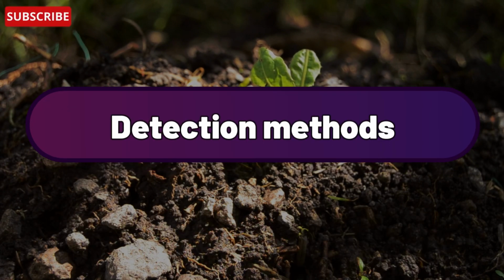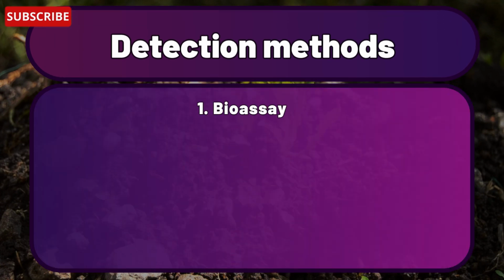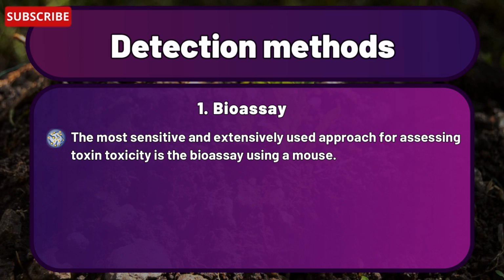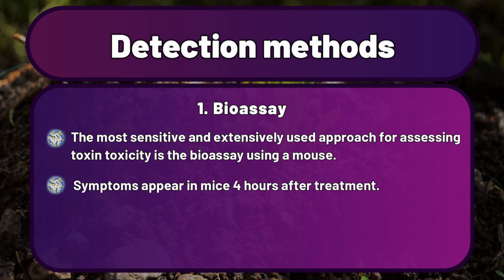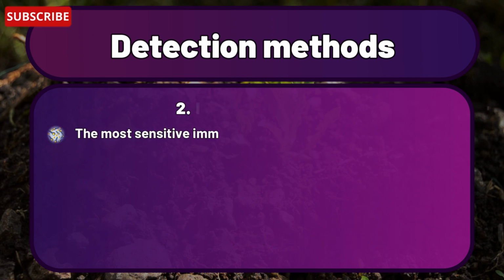Detection methods of botulism food poisoning. Number 1. Bioassay. The most sensitive and extensively used approach for assessing toxin toxicity is the bioassay using a mouse. Symptoms appear in mice 4 hours after treatment. The botulinum toxin is characterized by abdominal vibration, wasp-shaped belly, limb paralysis, and trouble breathing.